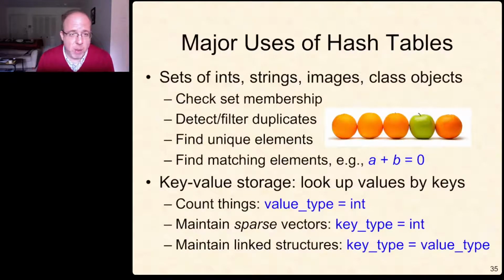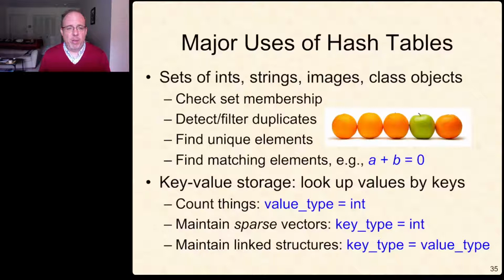Okay, where do these things get used most often? If we're creating sets, the integer values we've seen, strings that we've read, images we've processed, class objects we've observed, sets of collections of things, we can ask, is something in the set? We can detect whether there are duplicates, find unique elements, and one of the other cool things is you can find matching elements for pairs. For example, if you wanted to see if the negation of something is in the set, if A is 4, we're looking for the value that we add to A that would give us 0. We can look up -4 in the set. So if we're looking for matching elements, sometimes that happens.